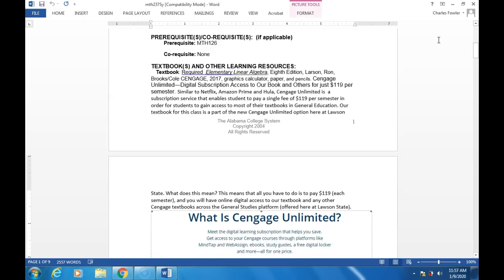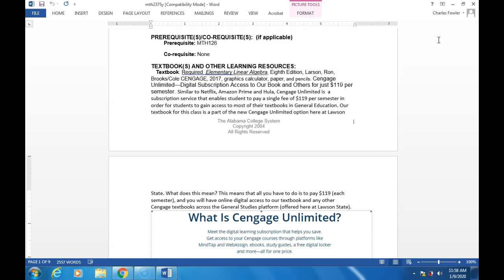Prerequisite is Math 126, which both of you have had. Co-requisites are none. The textbook is this one. Okay? Elementary Linear Algebra. And this says 7th edition. Mine is 7th edition. Do y'all have 7th or 8th? Yeah, okay. I don't know if I typed that wrong or if they've increased. I think they may have come up with a new edition. I thought this was a new edition, but we'll see.